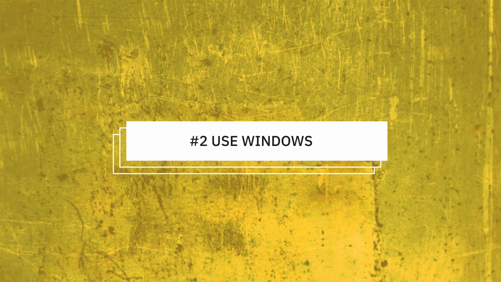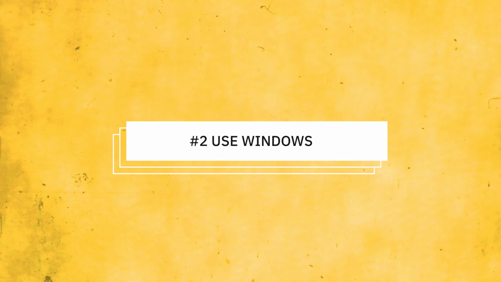Next up is to use windows. Now, most rooms will come with a window or some natural source of light. It's fairly unlucky if you're filming in a room that has literally no source of external light. You can use that window to your advantage. You can have a look at this shot here.